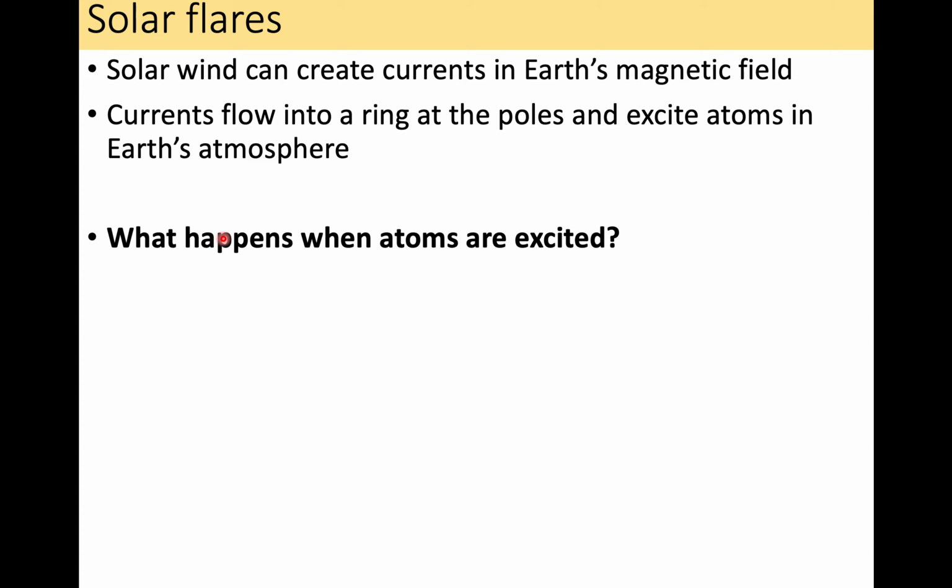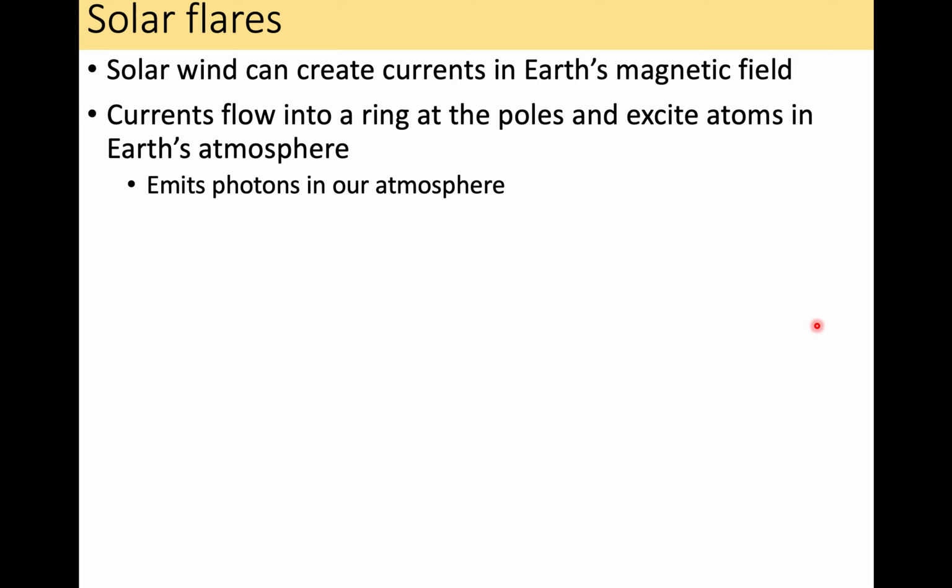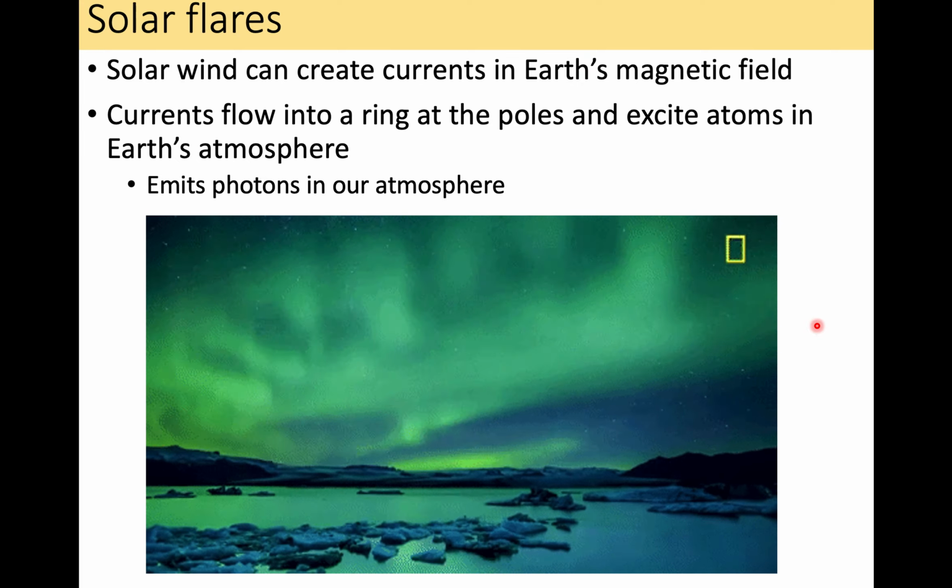So what happens when an atom is excited? We have photons being emitted. So as that atom gets excited from this current, its electrons are going to jump up in orbit. They will then jump back down, releasing a photon, releasing light in some specific color depending on which gas is being excited, which atom. So what does this look like from the surface of the Earth?